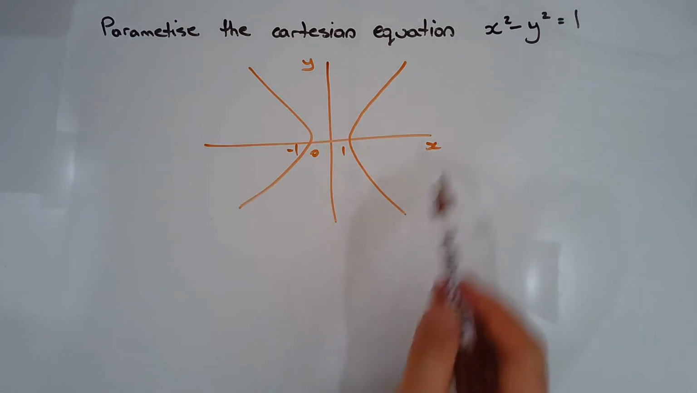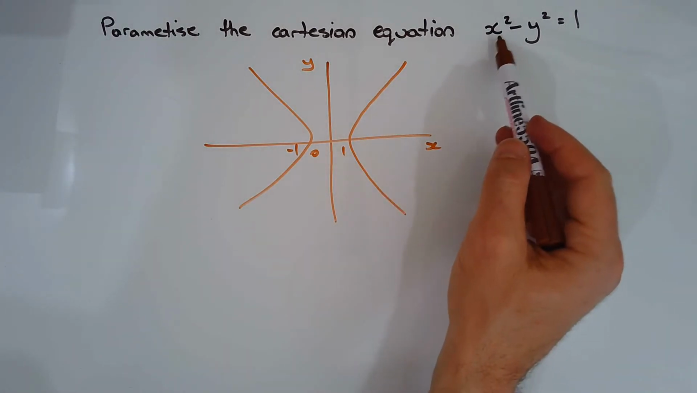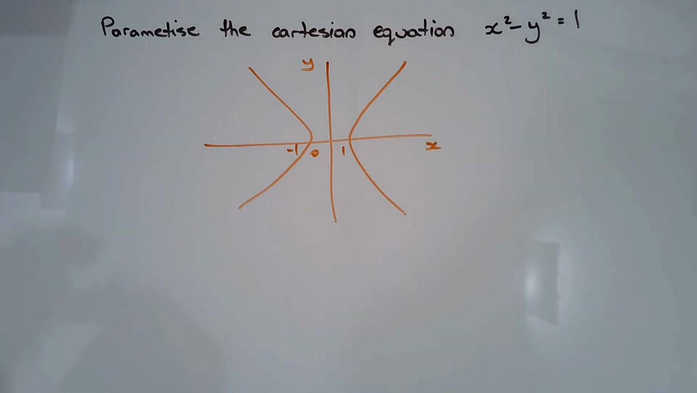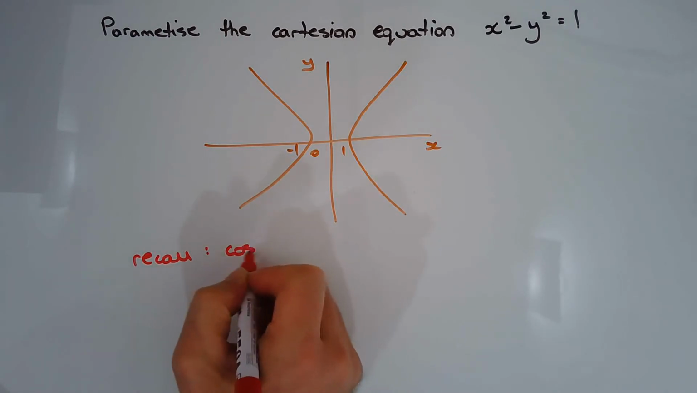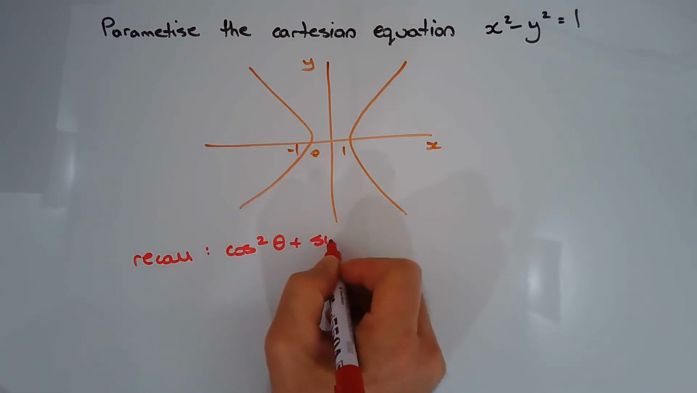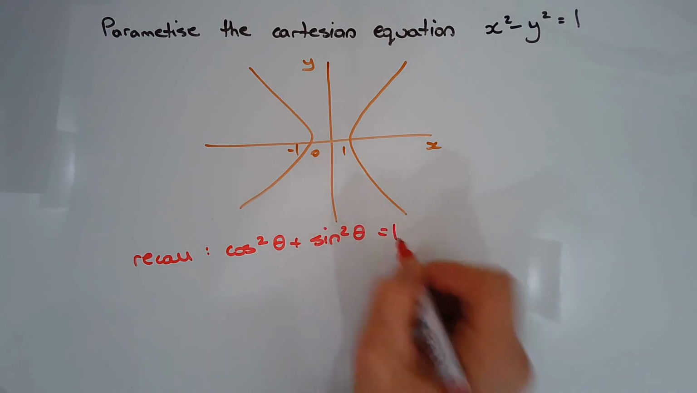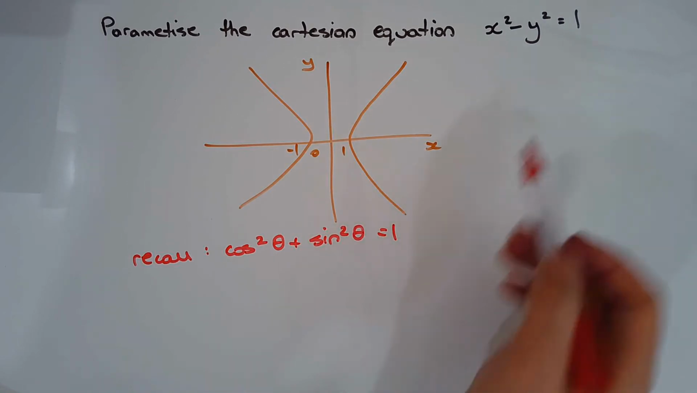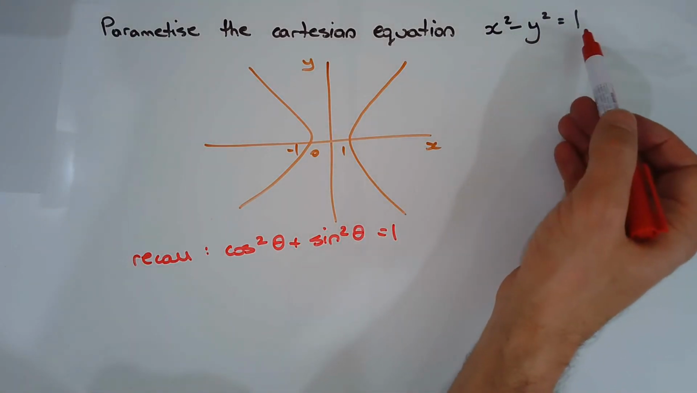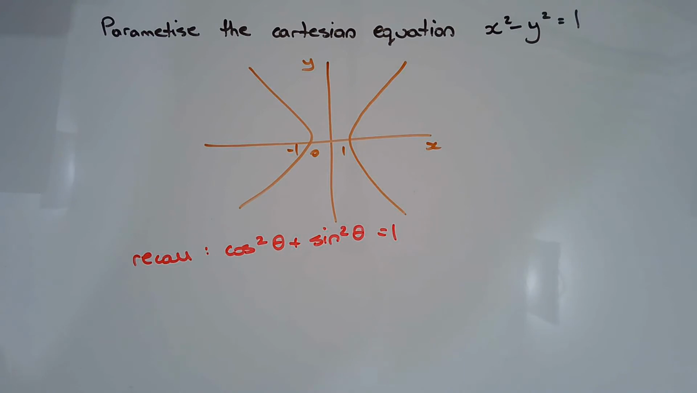So how can we then parameterize this equation x squared minus y squared equals 1? So the clue for that is, again, a Pythagorean identity. So if you watch the previous video where I parameterized x squared plus y squared equals 1, it was based on this Pythagorean identity, cos squared theta plus sine squared theta equals 1. So let's see how we can use that to then parameterize x squared minus y squared equals 1. So splitting it up into our two equations, x and y in terms of theta.